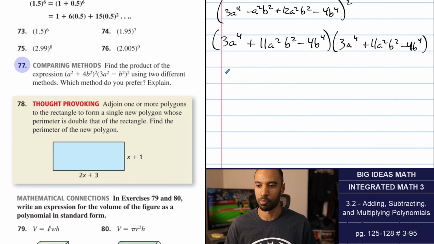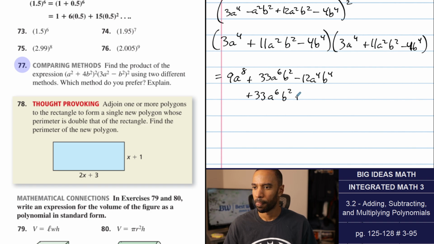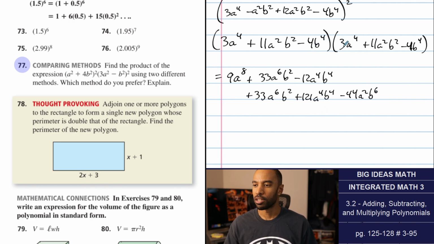Let's start with 3a to the fourth multiplying by these. So 3a to the fourth times 3a to the fourth is 9a to the eighth. And then plus, we got 33a to the sixth b squared minus 12a to the fourth b to the fourth. Then I got to do 11. See, I'll try and line these up. 11a squared b squared times 3a to the fourth, that's 33 again. 33a to the sixth b squared plus 121a to the fourth b to the fourth. And then I have this guy. This one's actually kind of cooler. Minus 44a squared b to the sixth. And then minus 4b to the fourth.